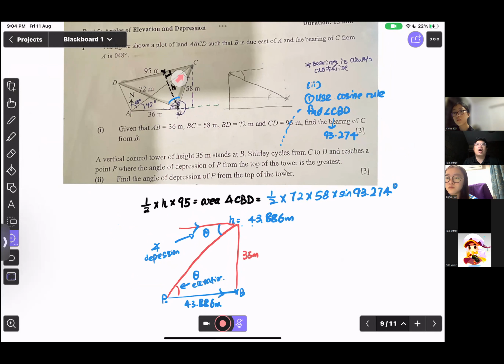Then this one. So half AB sine C, that's the area of triangle. Half times H times 95 is also the area of triangle. So you equate these two, right? You find that H is the only unknown, right? And solve for H. Yes. Okay.